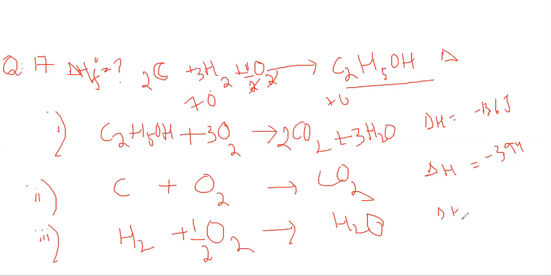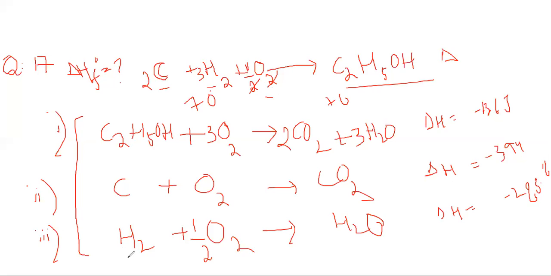Enthalpy change for this is minus 285.8 kilojoule per mole. All the enthalpies are given, all the equations are set. Now see these 3 equations and focus on which equations should be added and which equation should be subtracted. Let's see. You need a carbon, you need hydrogen, oxygen.